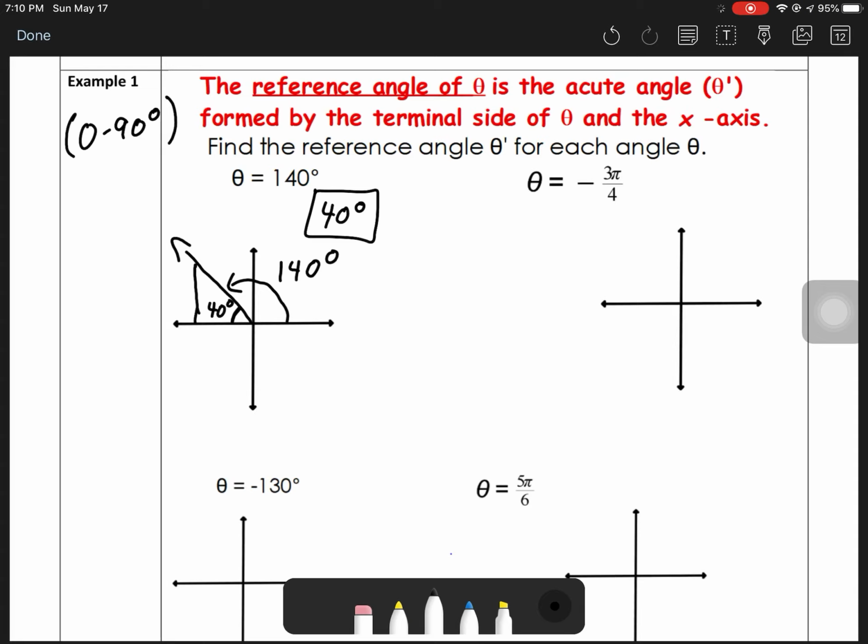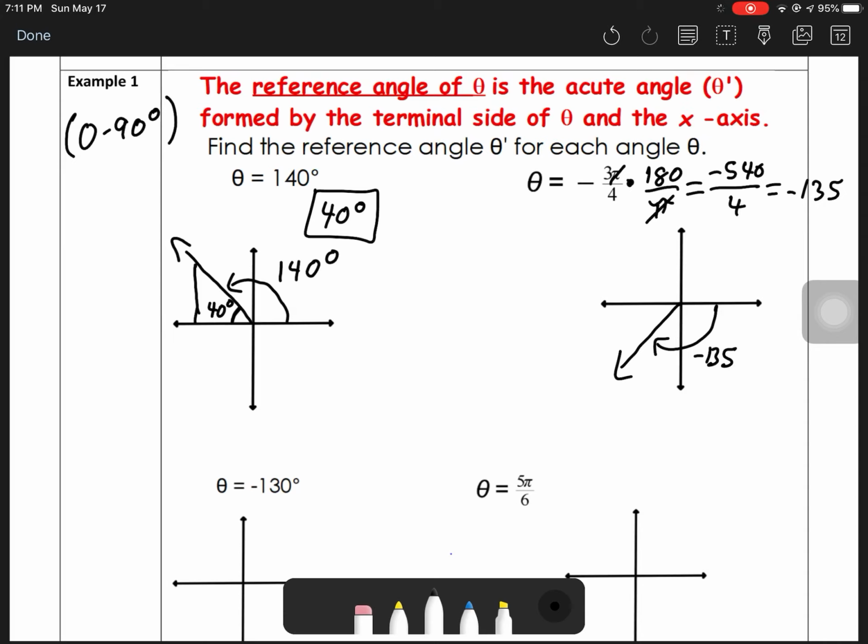Next, theta equals negative 3 pi over 4. Whenever you see something in radians, we want to convert that into degrees. So hopefully we got this down: 180 over pi times that. Our pi's are going to go away. Then negative 3 times 180 is negative 540 over 4, and negative 540 divided by 4 is negative 135. If we were to draw a negative 135, it would end about right here, and it goes this direction.